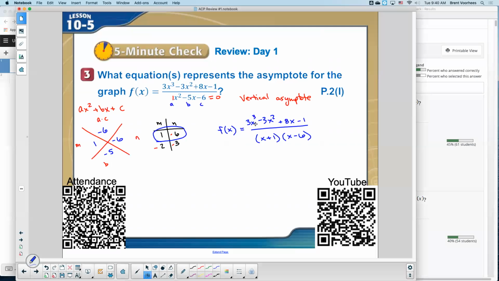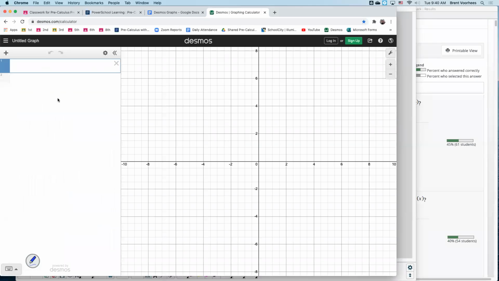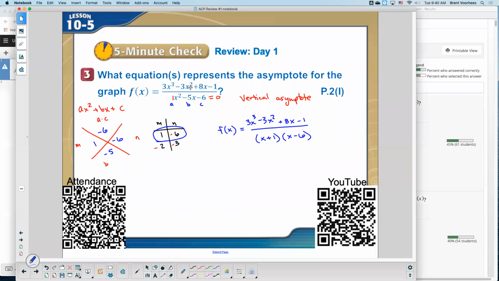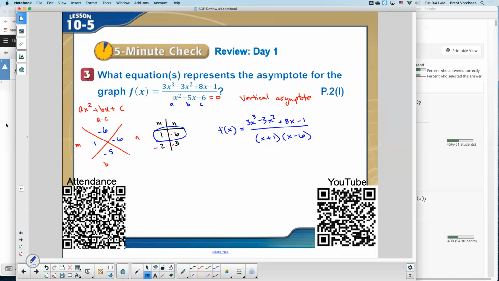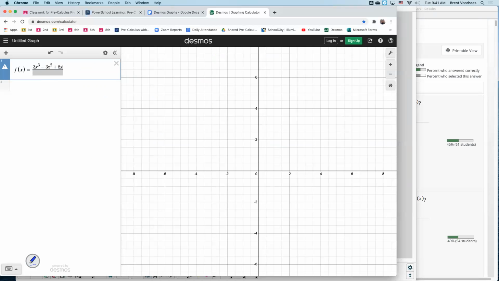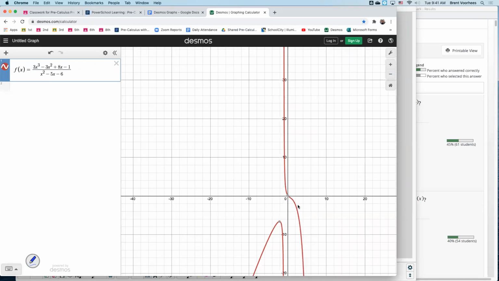So I don't know how this factors, and it'll take longer to factor it. So I'm just going to look at the whole equation itself and see if we have vertical asymptotes or if it's a hole. 3x cubed minus 3x squared plus 8x minus 1, and the denominator was x squared minus 5x minus 6.